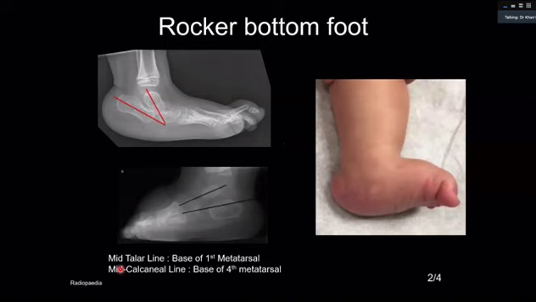There are a few lines which are given here. The mid-talar line should pass through the base of first metatarsal, the mid-calcaneal line, base of fourth metatarsal, and they are not seen. In an exam case, I don't think you should go for lines. It is obvious that this is more vertical. It should have been like this, right? So rocker bottom foot can also be seen in acquired conditions.